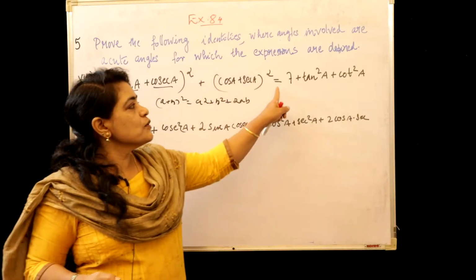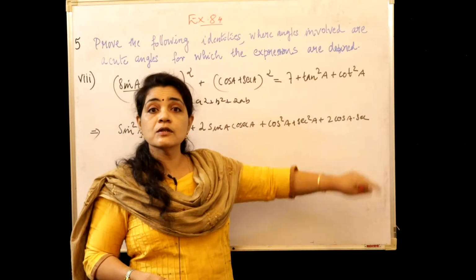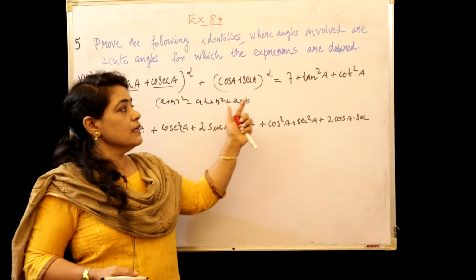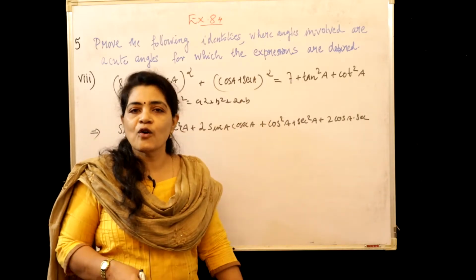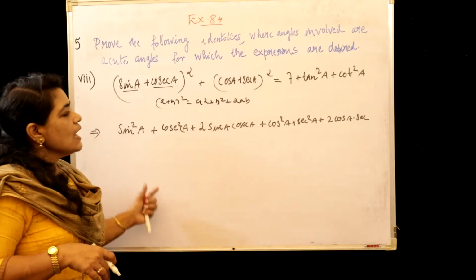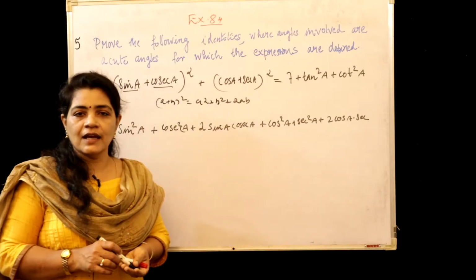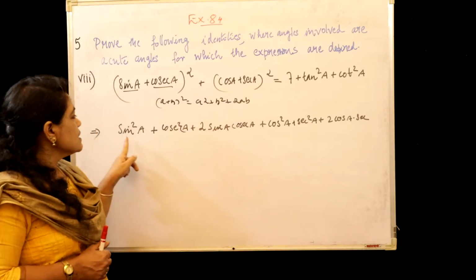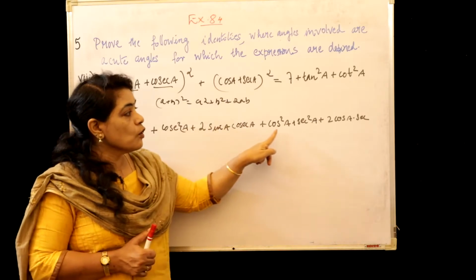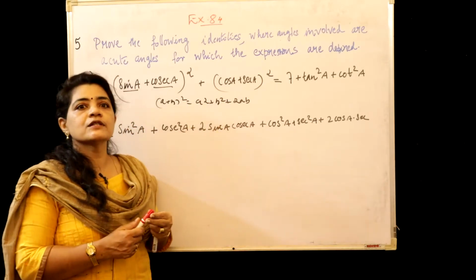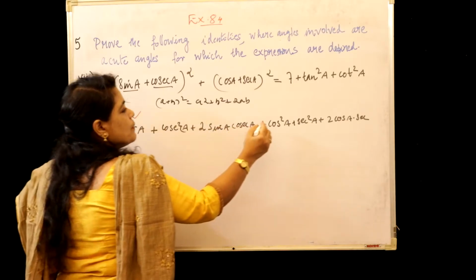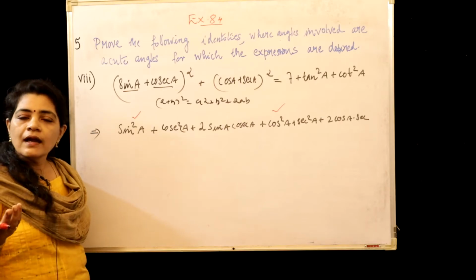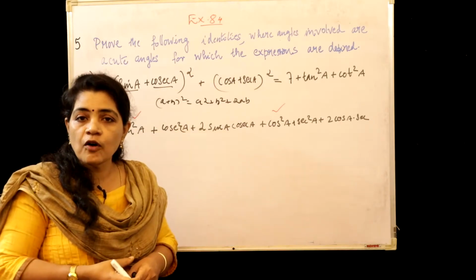See children, what we have to show? This is equal to 7 plus tan square A plus cot square A. That means we have to reduce this sin and cos expression in terms of tan square and cot square. After expanding using the identity, look at the terms: here sin square A, here cos square A. Sin square A plus cos square A, by identity 1, can be written as 1.